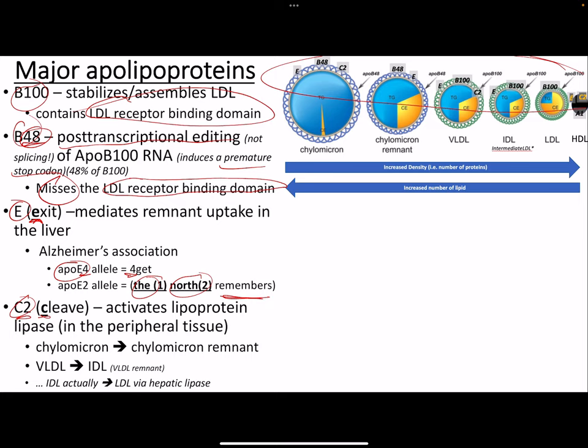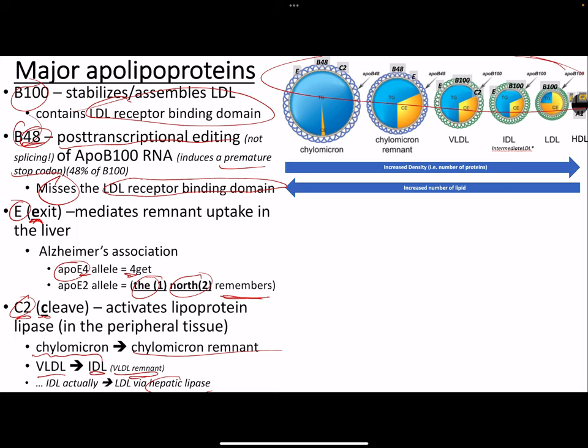That means a chylomicron will shed fats because they're being cleaved, and become a chylomicron remnant. A VLDL will have its triglycerides cleaved, becoming an IDL, really just a VLDL remnant. And again, IDL is kind of tricky about how it becomes an LDL. It could actually be a hepatic lipase, which is sort of a different thing.